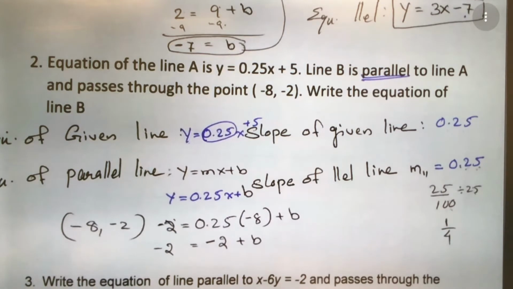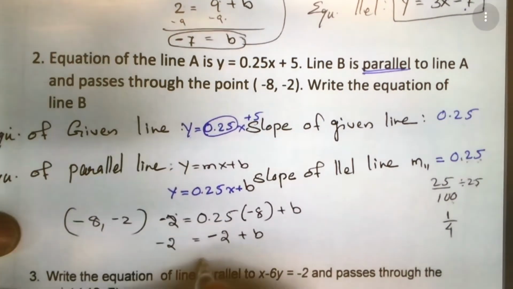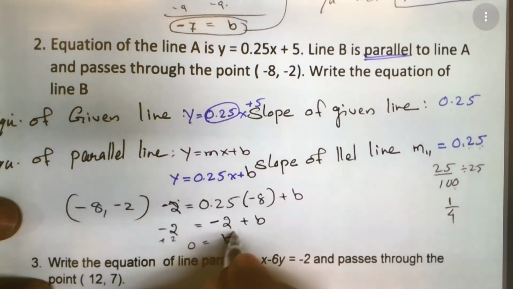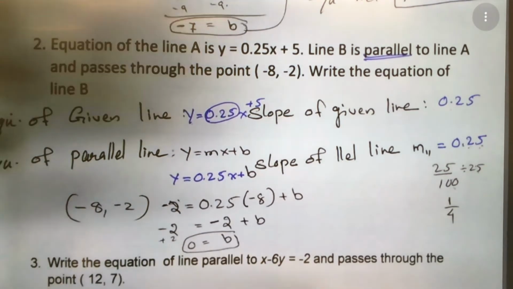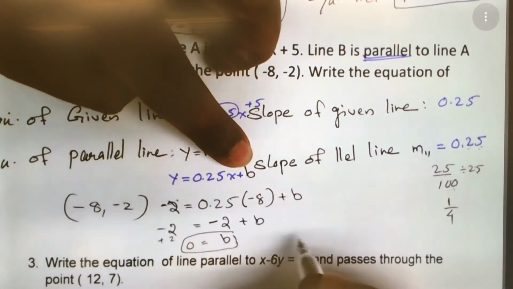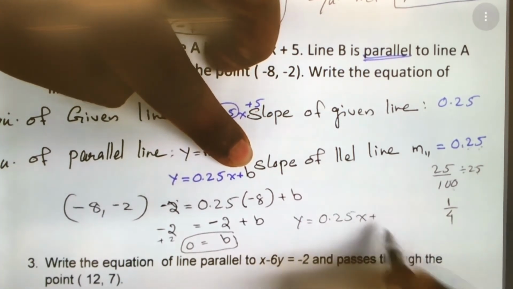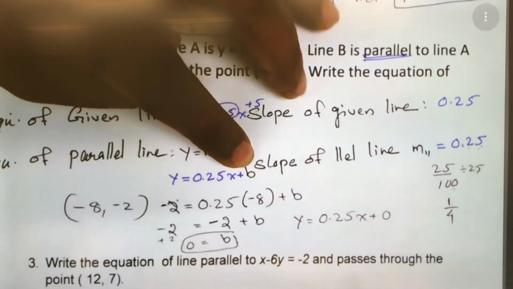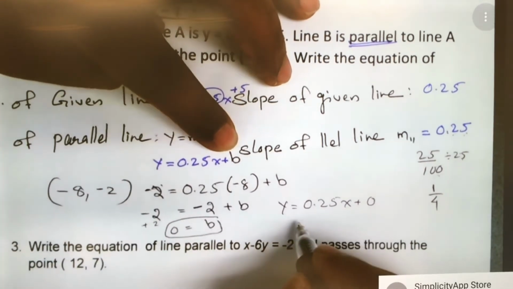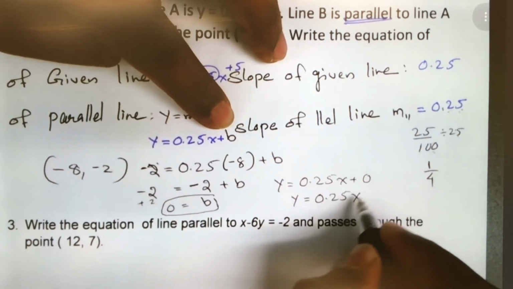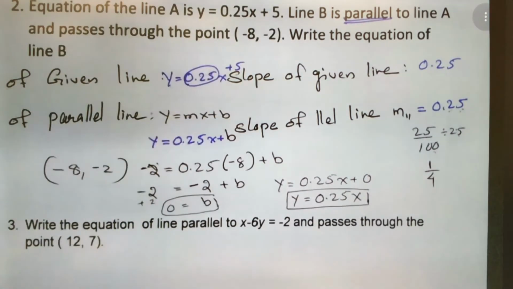So I need to add 2 on both sides. I will get b is equal to, add 2 on both sides, so -2 plus 2 becomes 0. So b is equal to 0. Replace the b with 0 here. So I get y is equal to 0.25x plus 0. But normally when you have plus 0, we don't write it that way. So we write y is equal to 0.25x as the answer for that question.